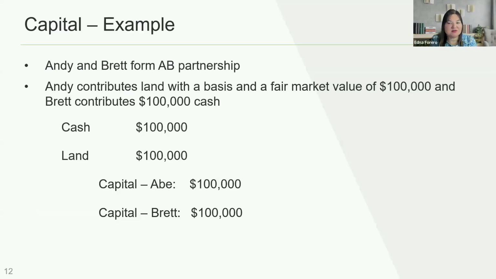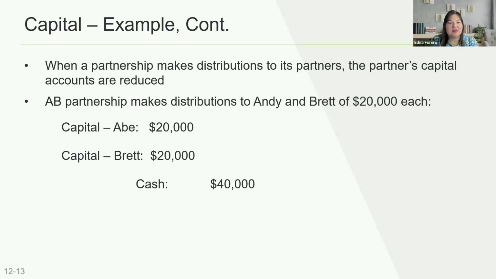The book has got a couple as well, but this one is specifically on partnership capital. So we've got Andy and Brett. They form a partnership. Andy contributes land with a basis and a fair market value of $100,000. Brett contributes $100,000 also, but as cash. So now they've both made an equal contribution of $100,000. Capital for Andy is going to be $100,000. Capital for Brett is $100,000. So they both match. And when they make distributions to the partners, capital accounts are then reduced.